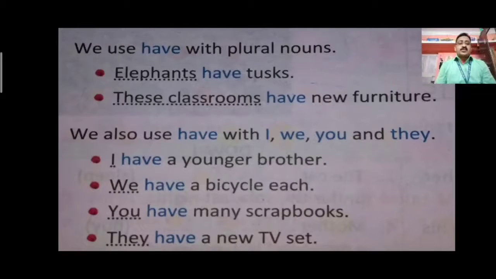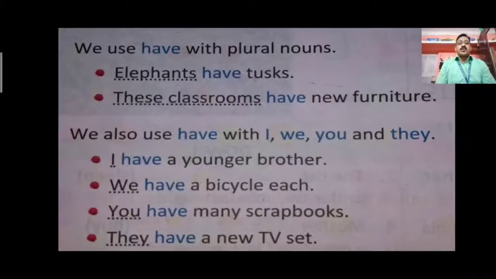Now in the second case, when the subject is plural but it is a pronoun: I, we, you and they. These are four pronouns which we generally use in plural case. So in all four cases we have to use have as the helping verb. I have a younger brother. I am talking about myself. I am having a younger brother. We have a new bicycle.